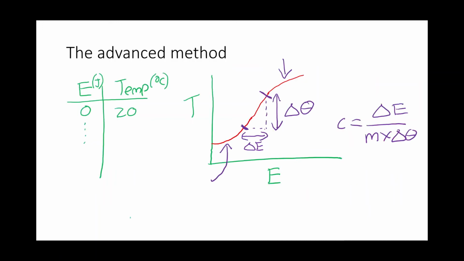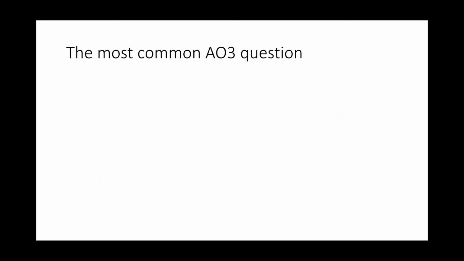Okay. One last thing to talk about is, I mean, there's loads of things we could say about specific heat capacity, but there's one more thing I want to mention right now, and that's the most common AO3 question. So this is talking about evaluating your experiment in some way. And the most common question they say is something like this: why is your value of specific heat capacity going to always be bigger than the true value? So your measured value is going to be bigger than the true value.